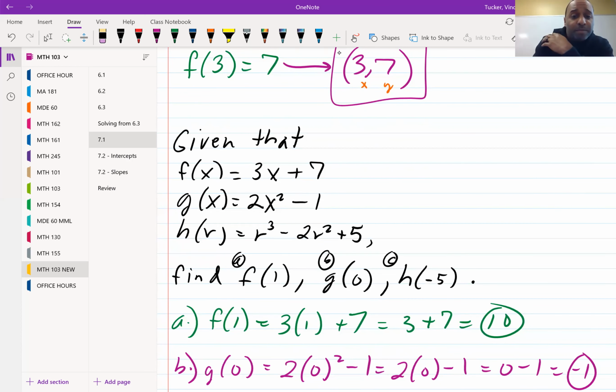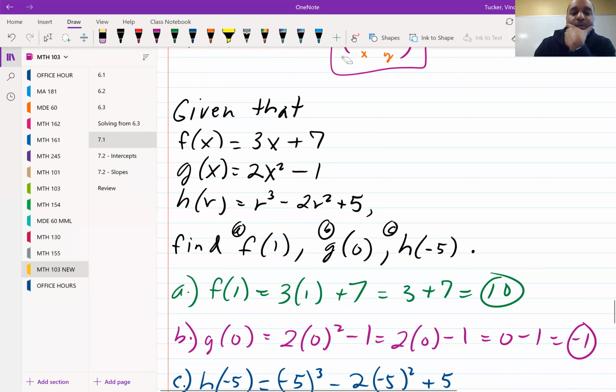So f of 1 means you're going to take 1 and plug it into just the f function. And that's what we did in the green. 3 times 1 is 3, plus 7 will give us 10. Then we're going to take 0 and plug it into our g function. 2 times 0 squared minus 1. 0 squared is 0. 2 times 0 is 0. Minus 1 will give us -1.